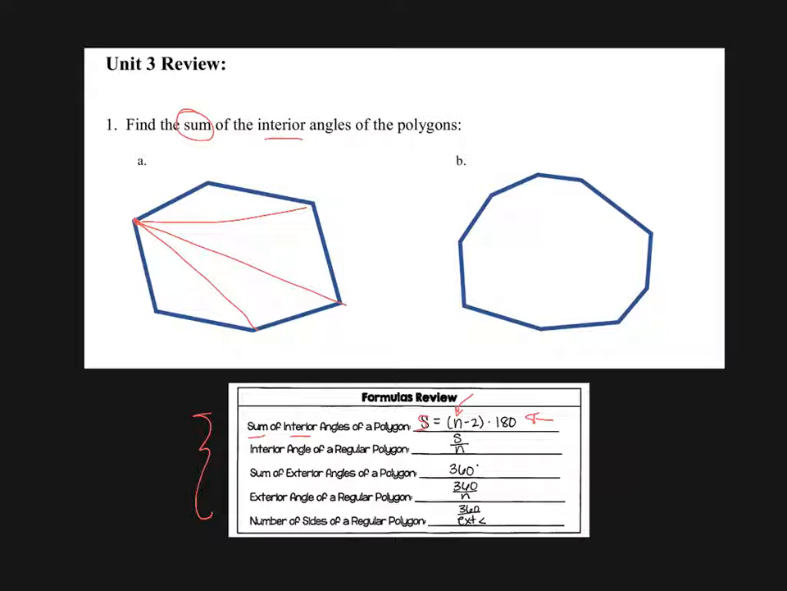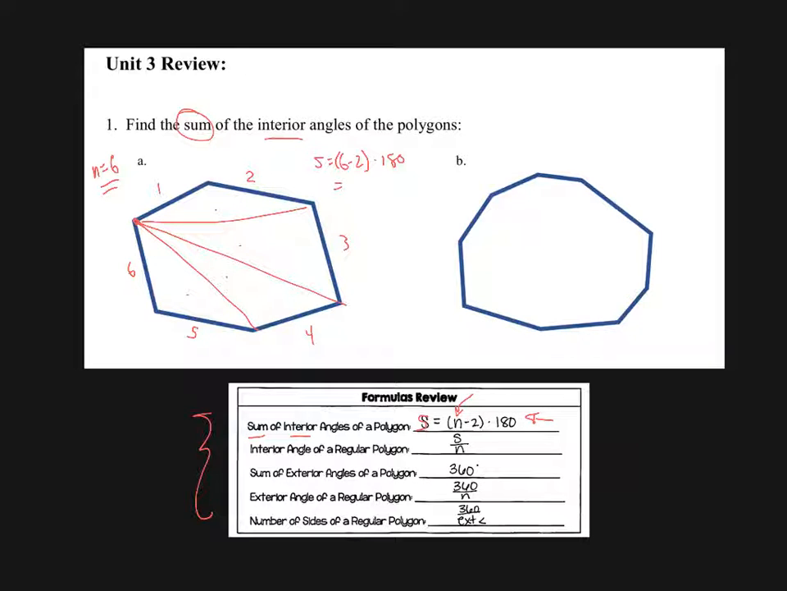So if you look at the number of sides here for problem A, what's the number of sides? You got 1, 2, 3, 4, 5, 6 sides. So this is a hexagon. So that leaves us with the sum is equal to 6 minus 2, which is 4 triangles, times the sum of a triangle, which is 4 times 180. And that value is the answer for A. And the same process you're going to follow for B.